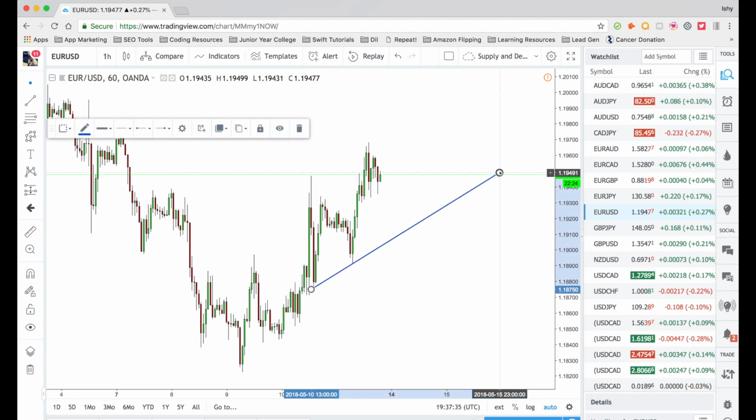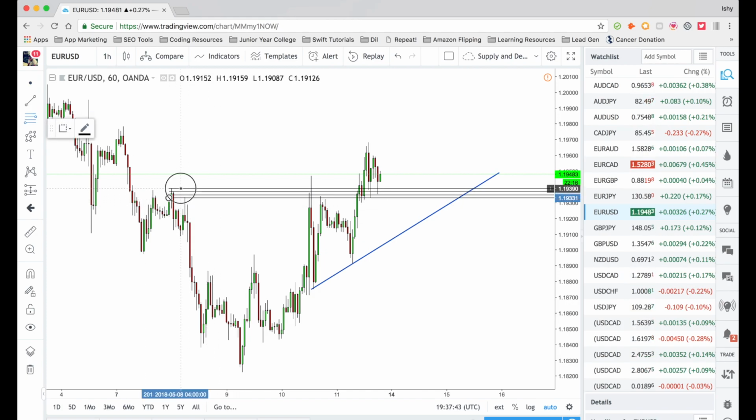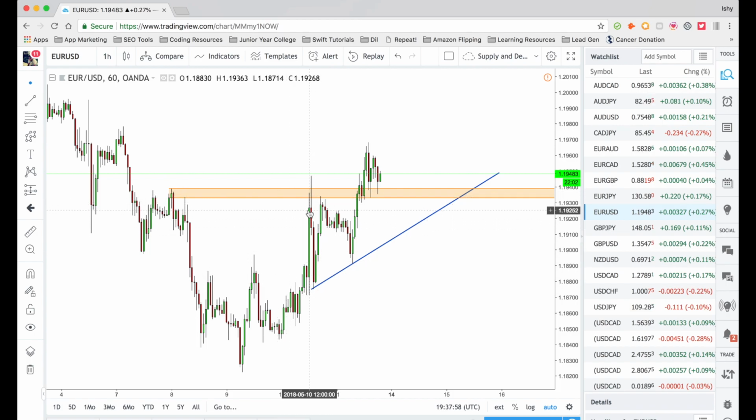Where buyers are in control, meaning demand zones are being created and supply zones are being smashed through. For example, this hourly supply zone was smashed through, just bop. You see how it was tested right here, and we had a significant drop after that, and it was tested right here, and it retraced, but prices eventually broke through.